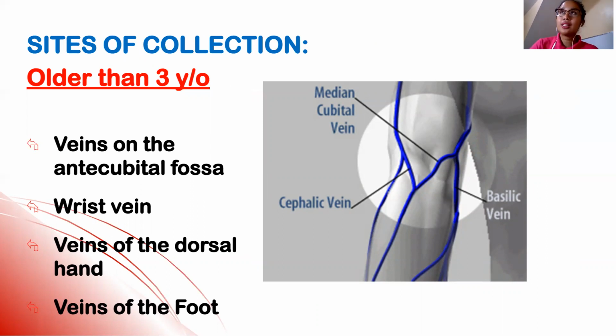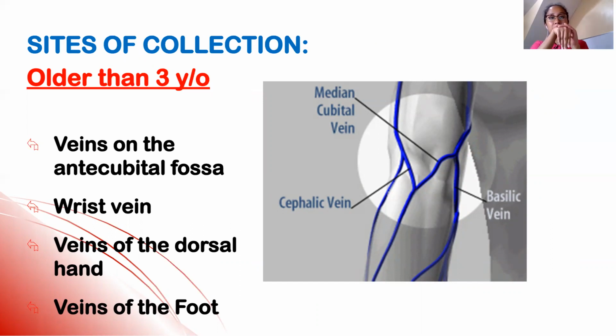So, basilic vein is close to the brachial artery. What else? It is surrounded with nerves. Yan. So, ano pa? Veins on the antecubital fossa, ito. Wrist vein, yan. Ako, guys, okay sa akin matusukan sa wrist vein kasi mas malaki yung mga ugat ko dito, but we don't usually do that. Veins on the dorsal hand.